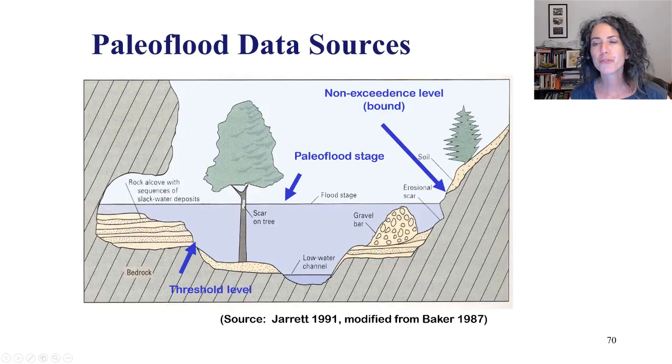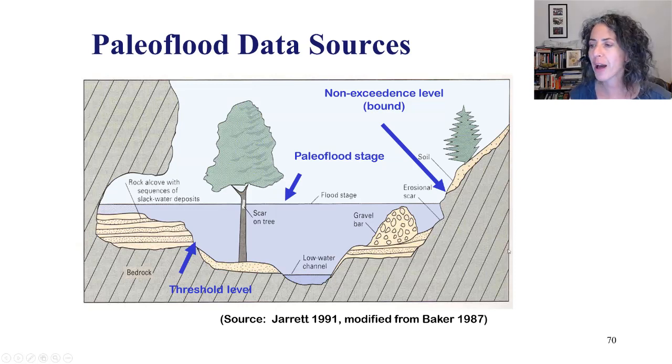This slide shows a few more examples of paleo flood information. We have a tree scar, we have a slack water deposit. So when water gets above a certain level and drops out deposits, that's evidence that water got that high. We have an erosion scar to show that flow got to this level.